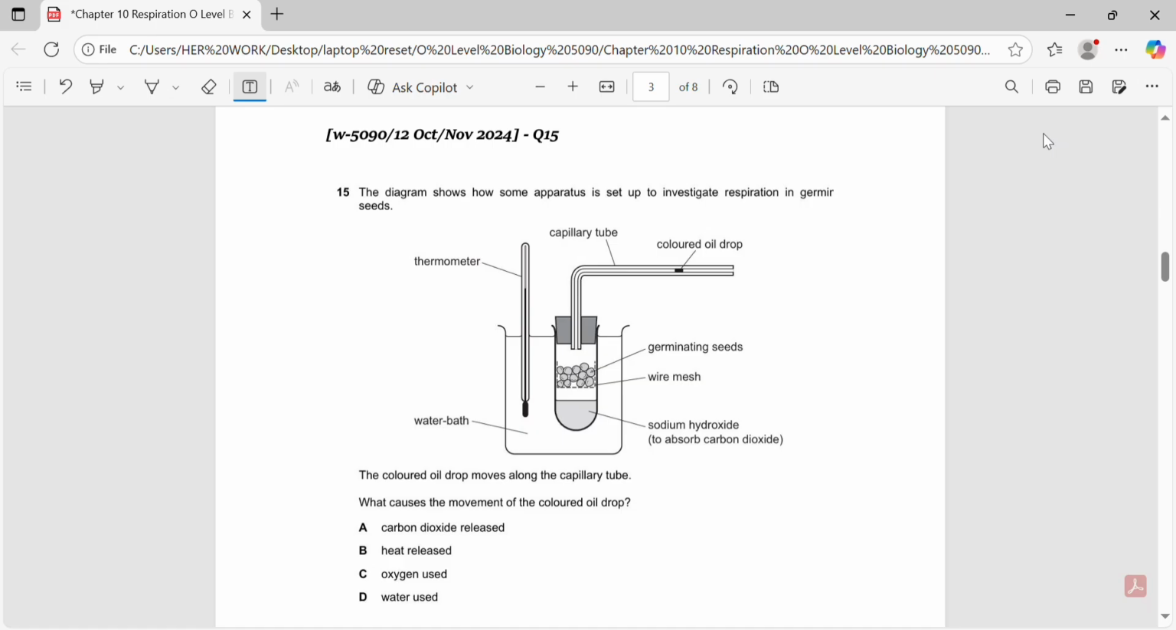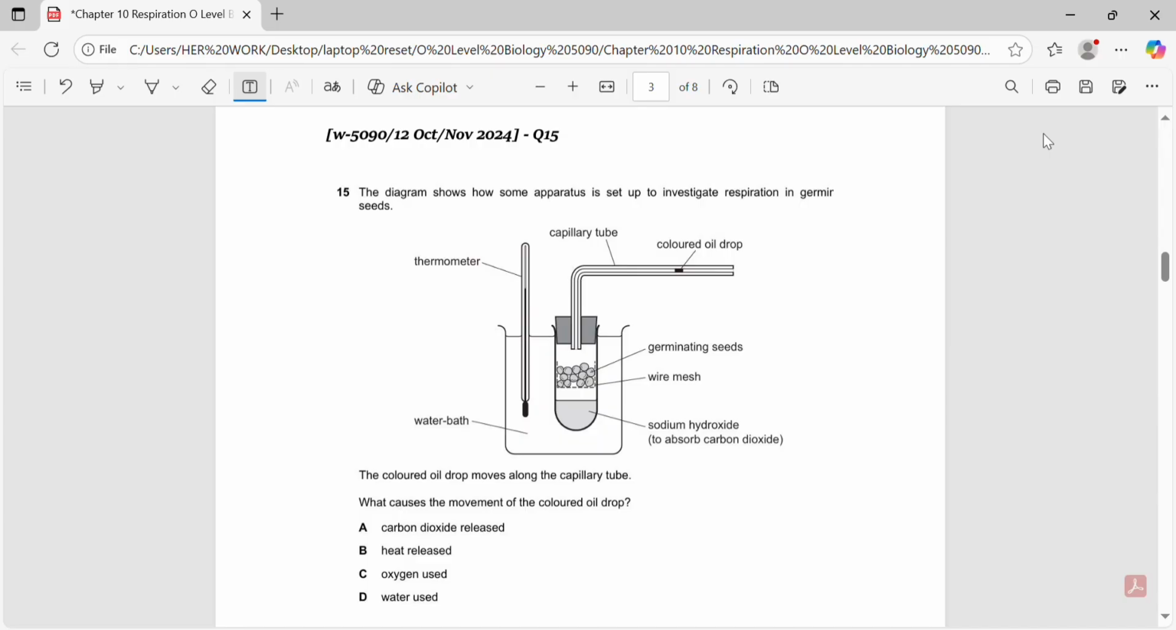To solve this, we need to think about what happens during respiration and what the apparatus is designed to measure. Germinating seeds take in oxygen for aerobic respiration and release carbon dioxide. However, because sodium hydroxide absorbs all the carbon dioxide produced, the only real effect inside the tube is that oxygen is continually being used up. As oxygen is used, the total volume of gas decreases, causing a pressure difference. This pressure difference pulls the colored oil drop along the capillary tube.